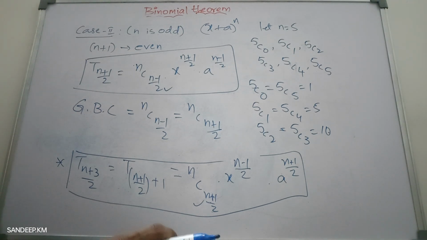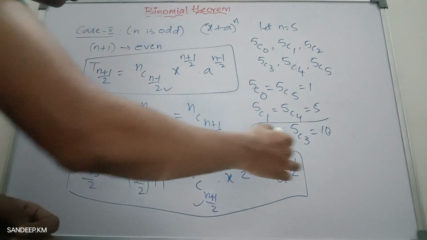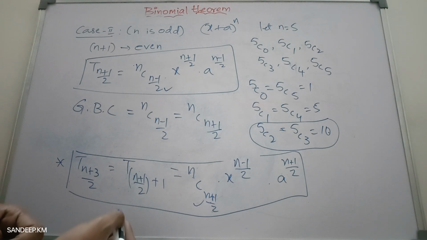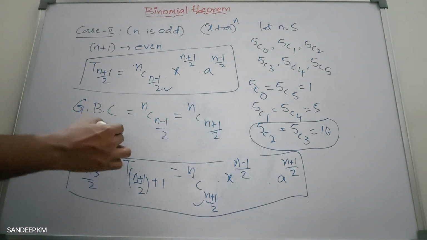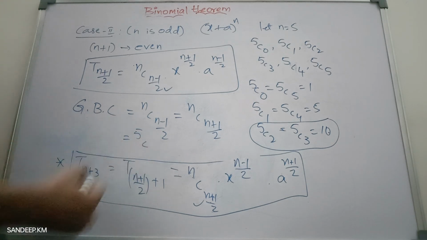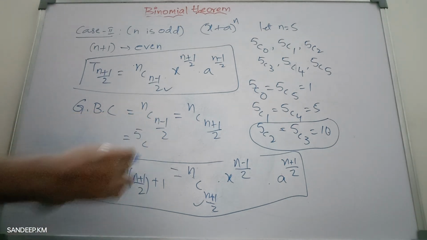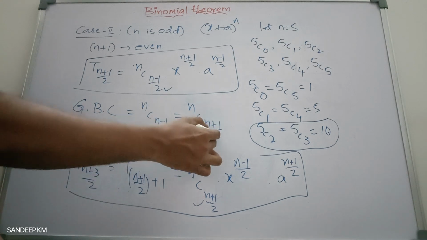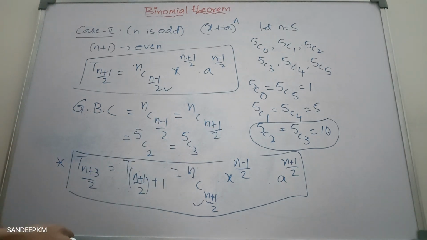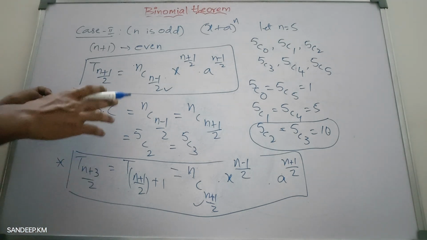So who is the greatest binomial coefficient? Obviously 5C2 and 5C3. So if I use this formula, do I get this? Check out, if n is equal to 5, what happens? 5C(5-1)/2 will be 5C2. Yes, correct. Or else 5C(5+1)/2, which is equal to 5C3. Correct. Yes, we can use this formula to find the greatest binomial coefficient. Therefore, dear students, how can we conclude this concept?